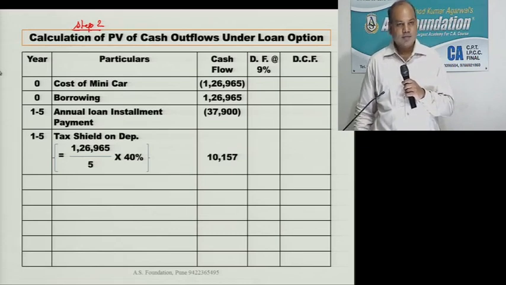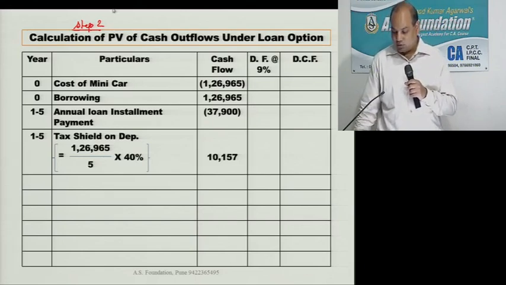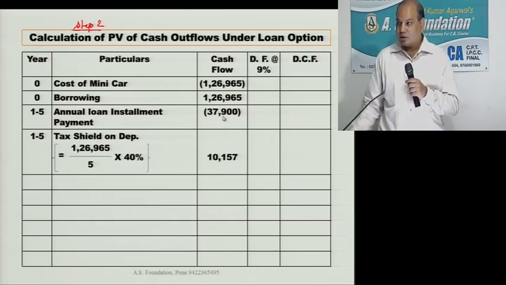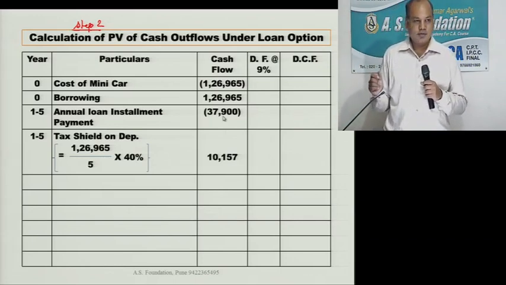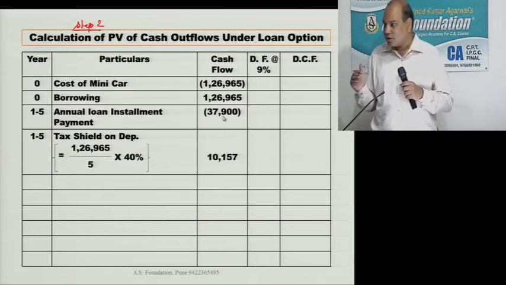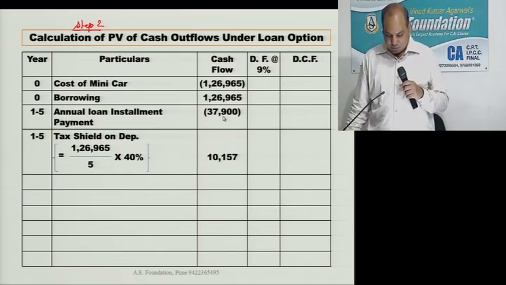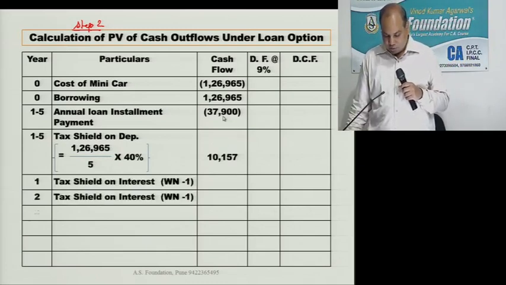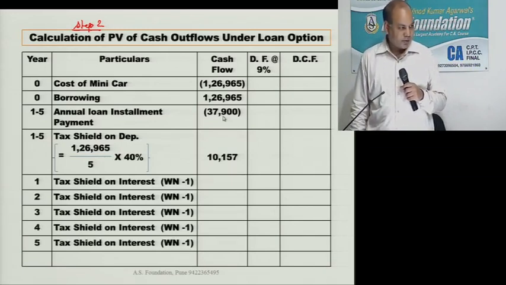What is spending now? Guess. Anything is spending? Interest has already come under installment. But tax shield on interest we have not yet calculated. Therefore, one more working note I will prepare below this: tax shield on interest.